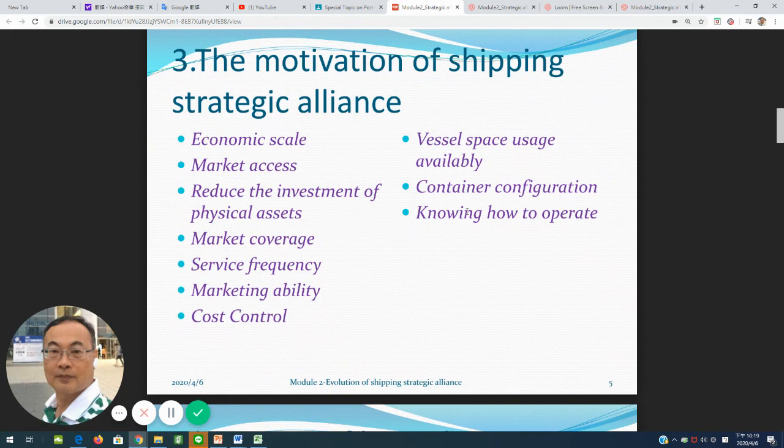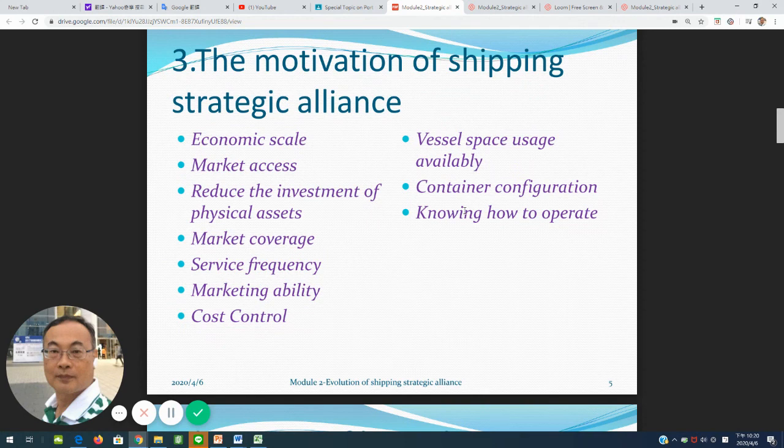Because they have a lot of shipping members, they increase their service frequency and marketing capability. Of course, they can also control cost. With vessel space sharing, because they are pooling the ships, they can also share the ship space. Sometimes they can use a slot exchange, or we sometimes say space charter or space exchange.